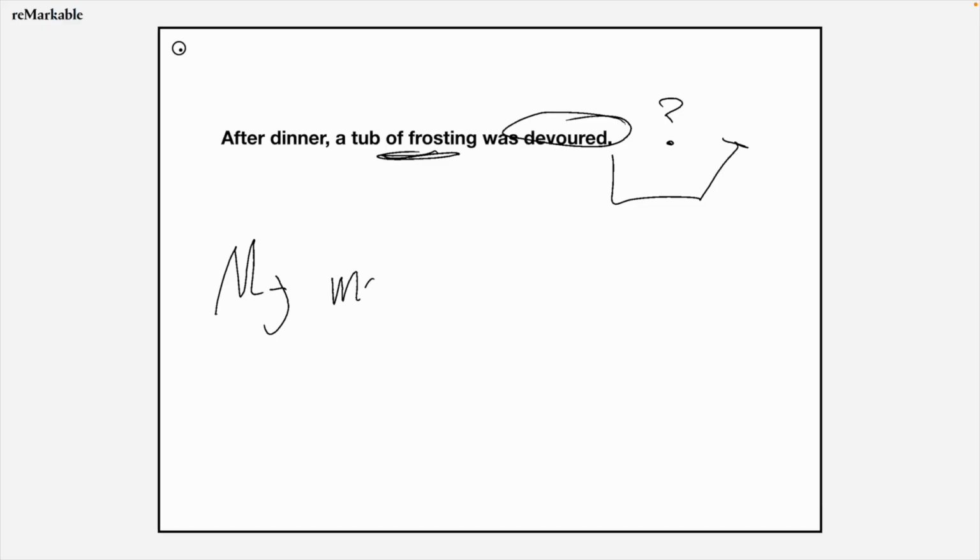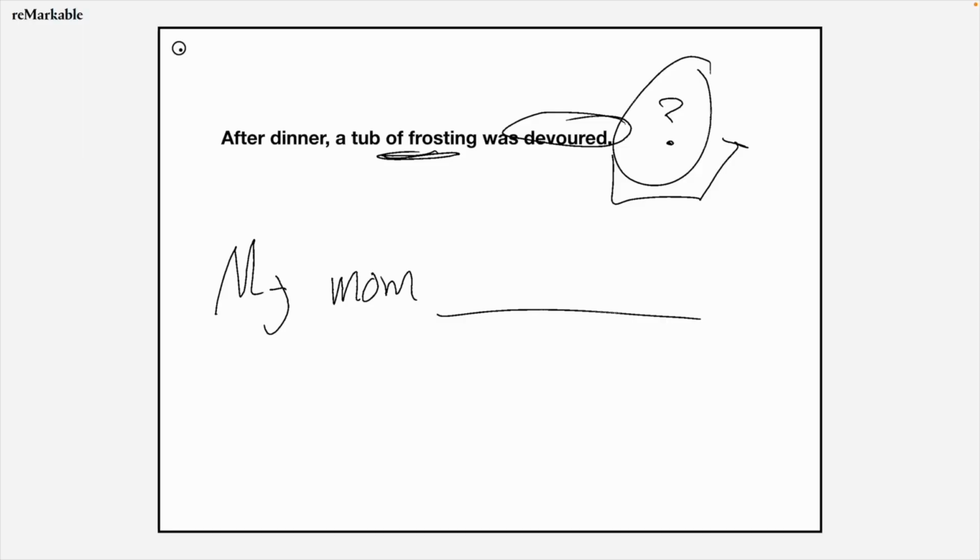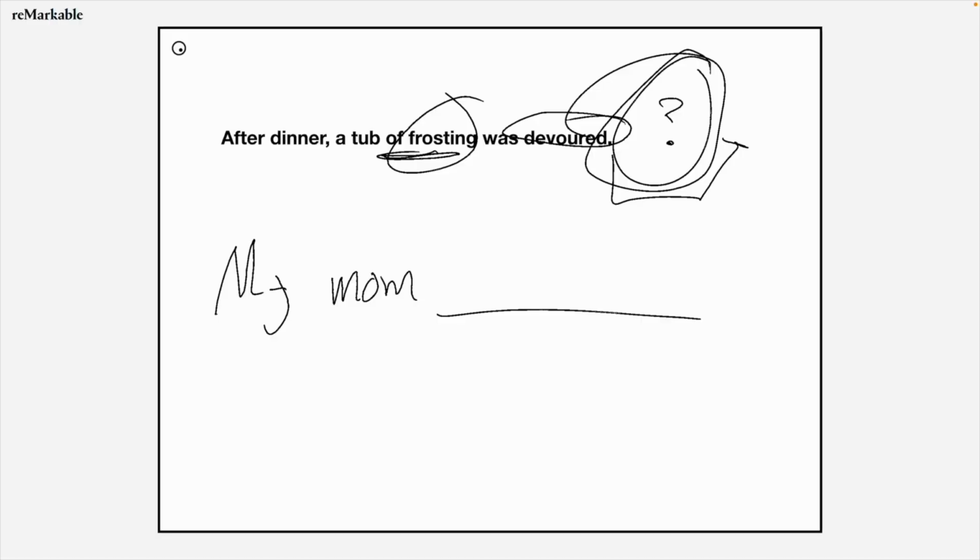So the writer needs to stop and figure that out. Wait, who or what did the devouring? Turns out it was my mom. My mom devoured a tub of frosting after dinner. Or you could say after dinner, my mom devoured a tub of frosting. There's different ways to do it. But the idea is you need to figure out who or what is doing the verb of the sentence. And in a lot of your sentences, when you have this problem, there's going to be a huge question mark.